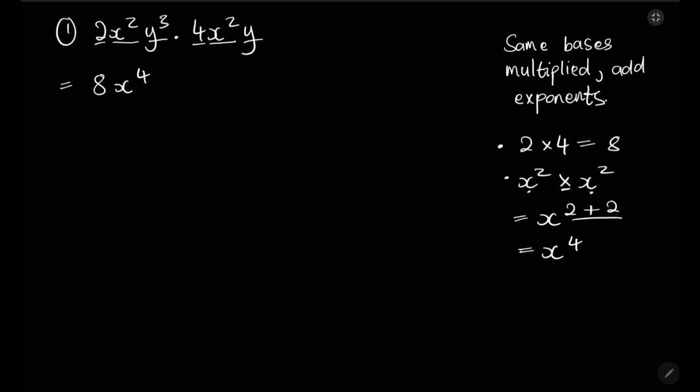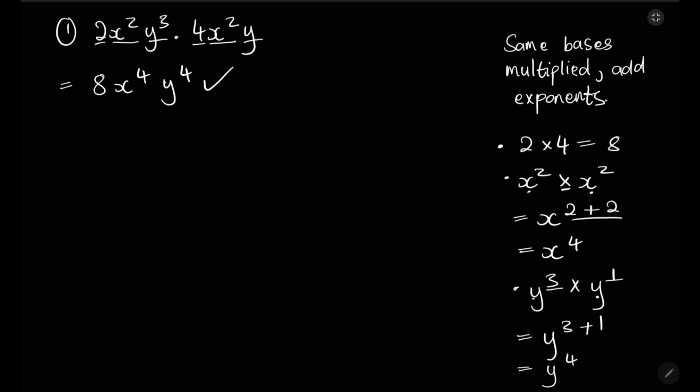Let's move to the other variables. We are done with x, we're moving to y. So we have y to the power 3, or y cubed, times y. Do you have the same base? You have y and y. Yes. So you write down our base. Let's move to our exponents. You have 3 and an invisible 1. So we'll say 3 plus 1, which is y to the power 4. So you write down your y to the power 4 here. Your final answer is 8x to the power 4, y to the power 4.